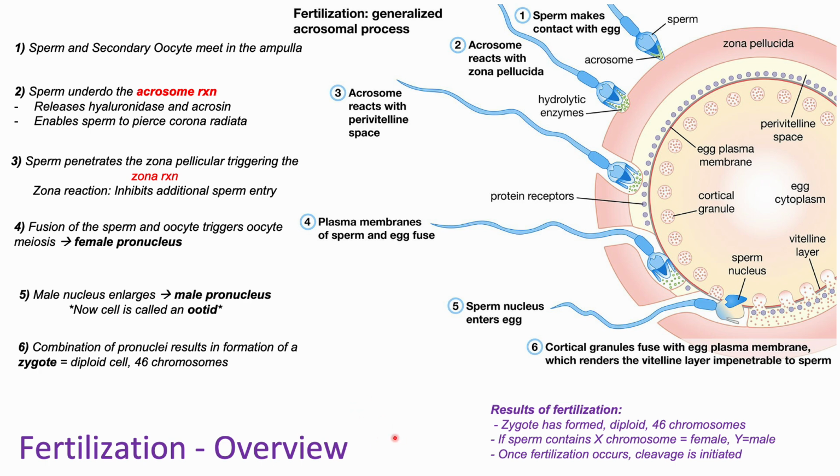All right, so the overview of fertilization: the result that you now have is zygote formation, which is a diploid cell with 46 chromosomes. If the sperm that enters the egg contains an X chromosome, this is going to derive a female embryo. If it is a Y chromosome, it is going to derive a male embryo. Now, as soon as fertilization occurs, cleavage is going to be initiated, which is what we're going to talk about in this next step.